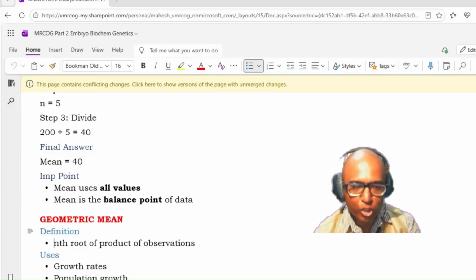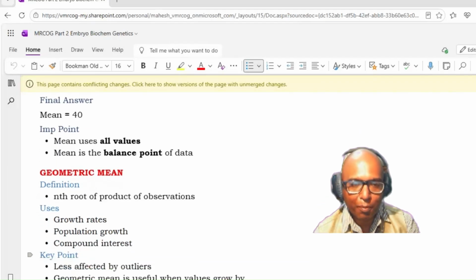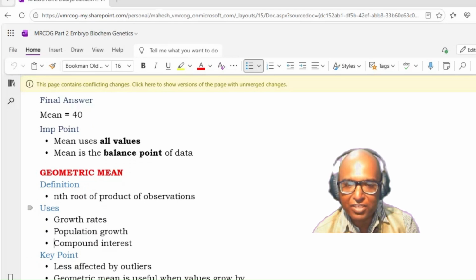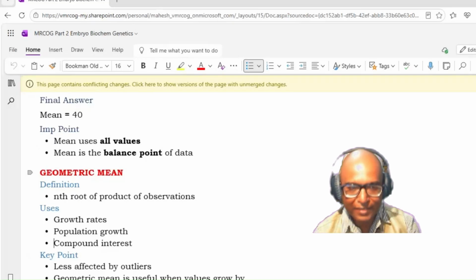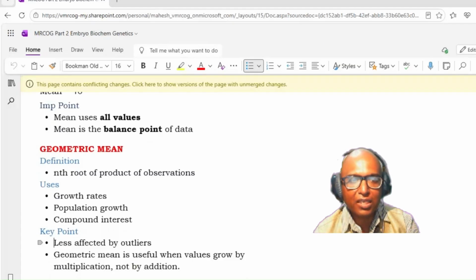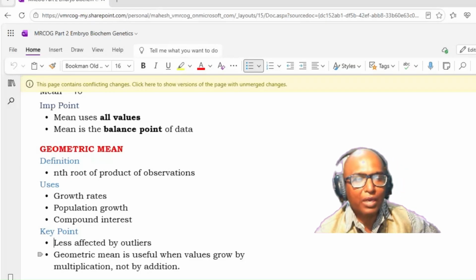This is the geometric mean, and it is useful when we are talking about rates, like growth rate, population growth, and compound interest. The observations don't vary by some small difference; they have a rate of growth, and that is why you need a geometric mean. It is less affected by the outliers.